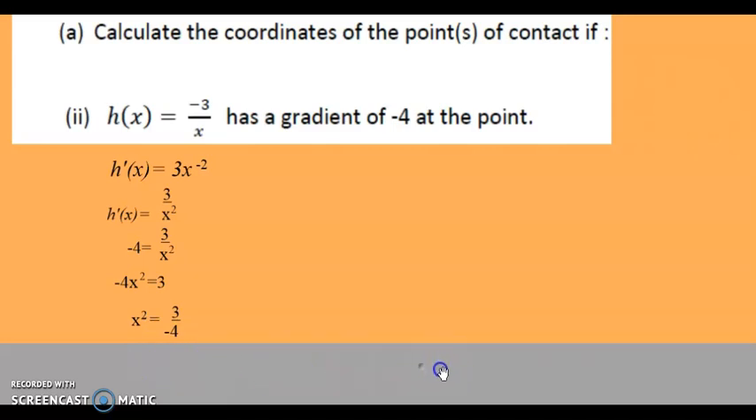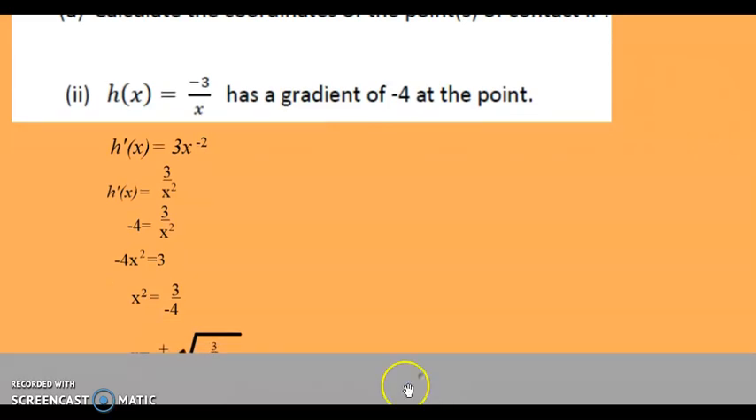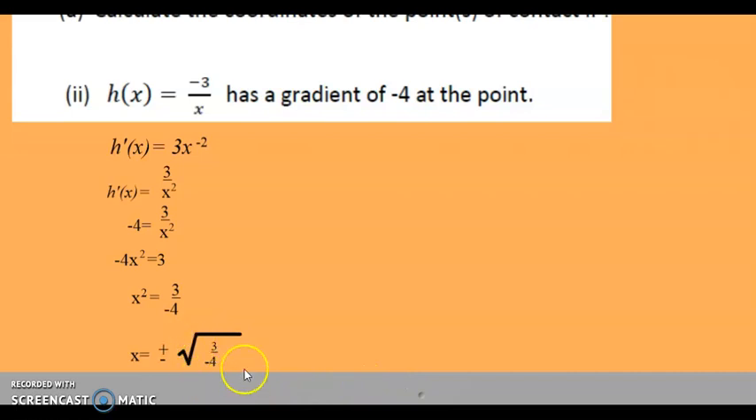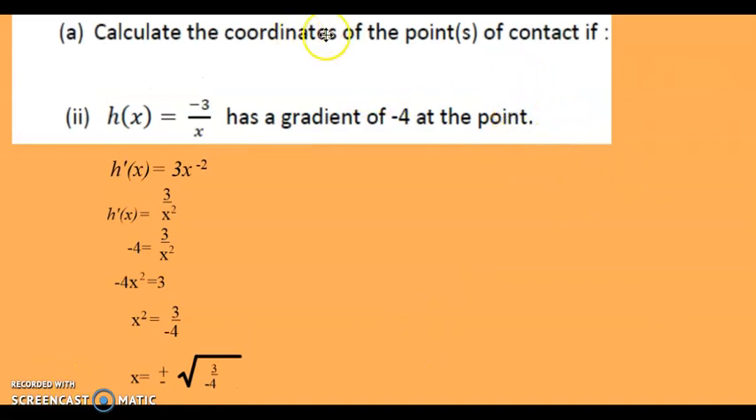So let's see quickly what happens. If I find the solution of this, I will have to say x is equal to plus or minus the square root of 3 over negative 4. And when there's a negative number inside a surd, especially a square root, there is no real solution. What does this mean for the question that we've had? Remember, the question asked, what is the point of contact?